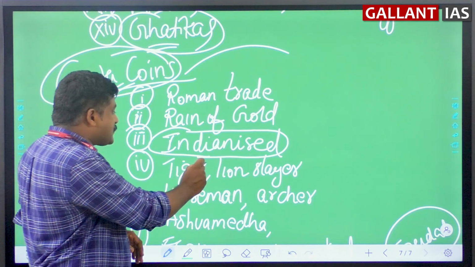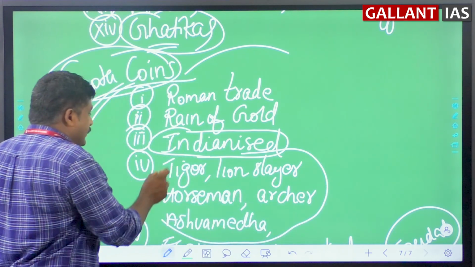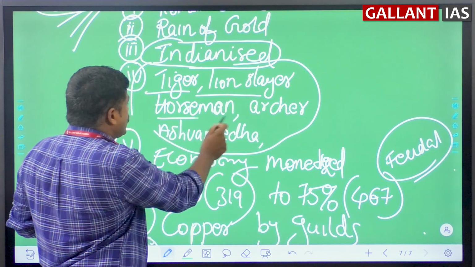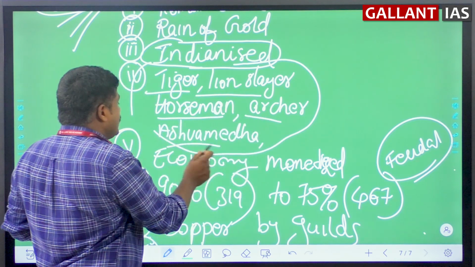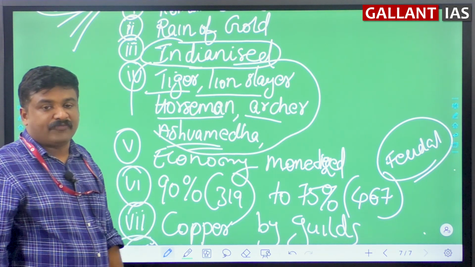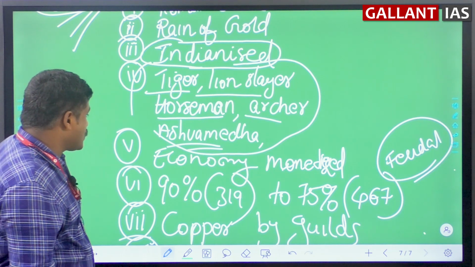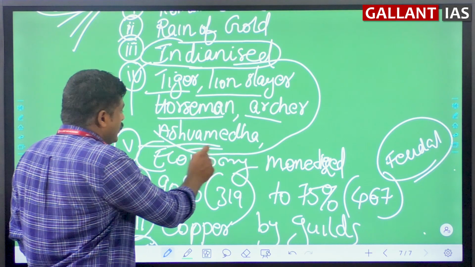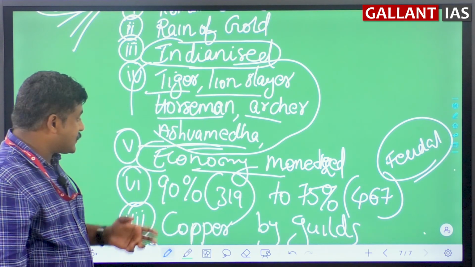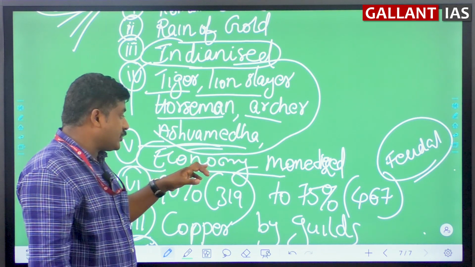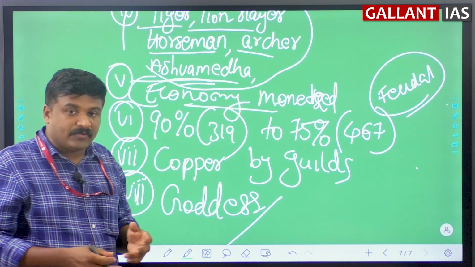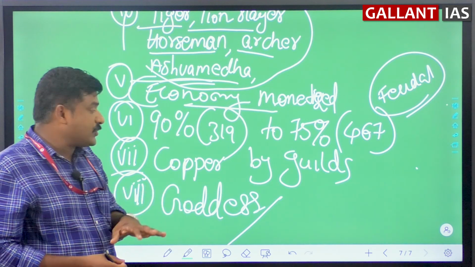Then you can see that they issued different types of coins. What are the different types of coins issued? You try to understand. Tiger coins are there, lion slayer coins are there, horseman coins are there, archer and Ashwamedha coins are there. All is a reflection of the proficiency and efficiency of the artists of this Gupta age. Then another idea which conveys the abundance of gold coins also gives you an idea that the economy was monetized during the Gupta age. Okay, this monetization of the economy was almost on a full-fledged scale.